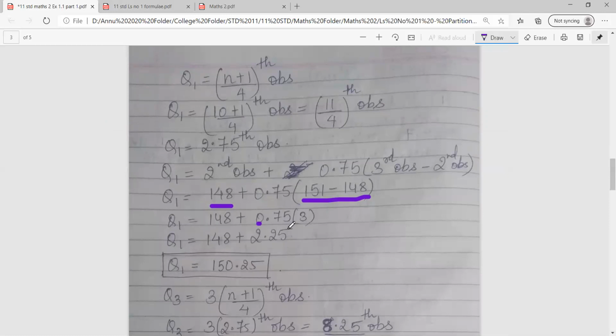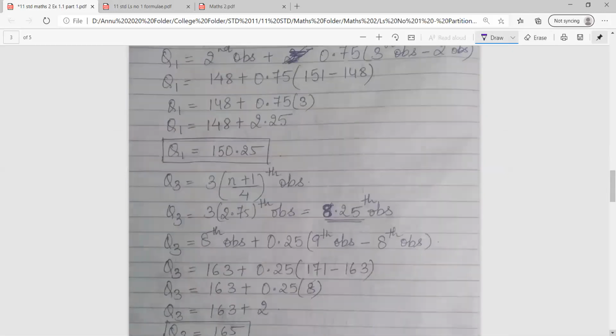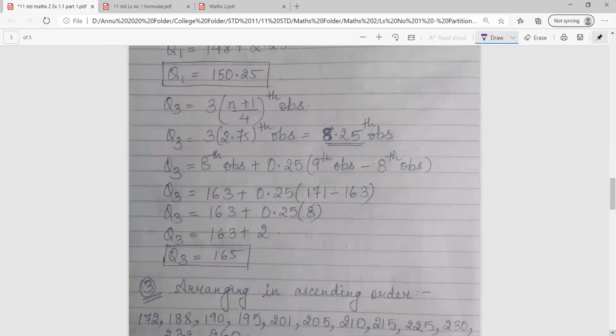And 0.75 into 3 gives me 2.25. So on adding 2.25 with 148, I get the answer to be 150.25. So this is your value of Q1. In a similar manner, we'll be calculating Q3. The formula is 3 into (n plus 1) upon 4th observation. Again, n plus 1 upon 4, we had got 2.75, so there is no need to calculate it again.